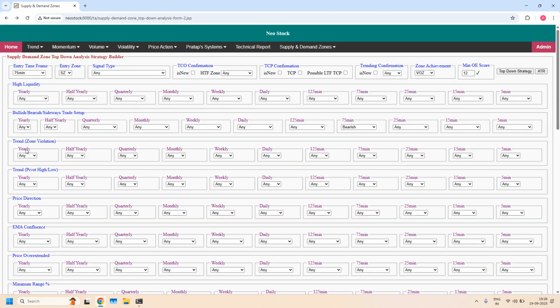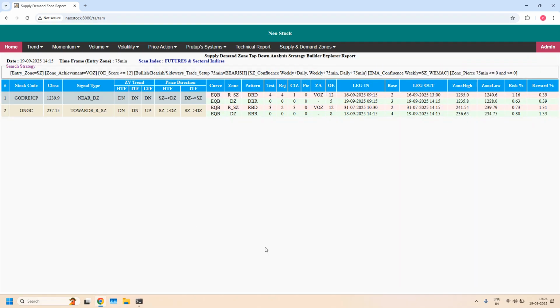So I am going back. In the EMA Confluence at weekly, I am checking weekly supply zone with weekly EMA Confluence by enabling the filter, because trend is down. Both are filtered. That means both these 75 minute supply zones might have a higher probability of success. So this is a bearish trade setup for weekly income trade.